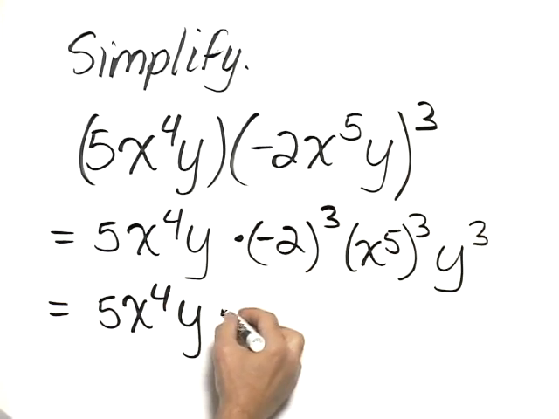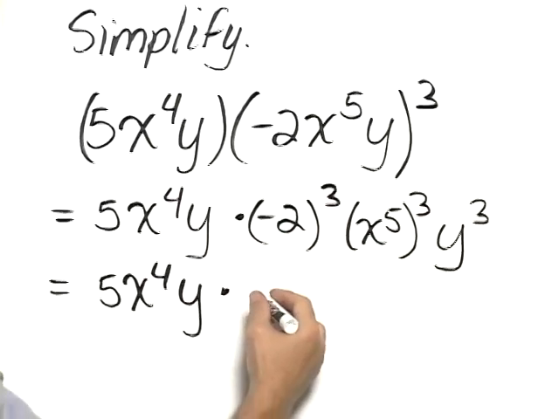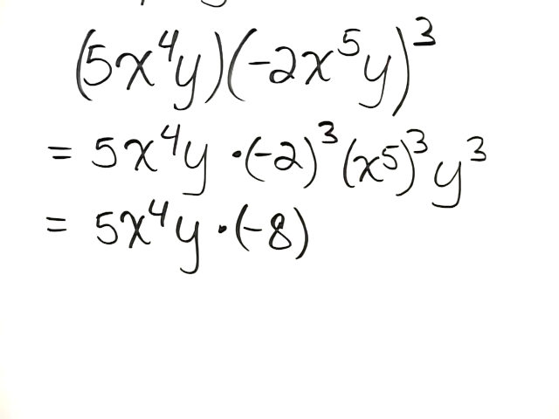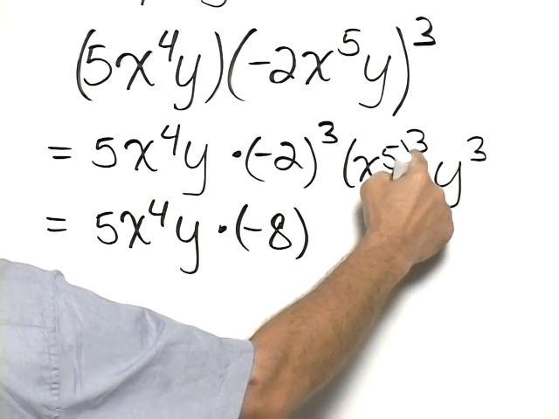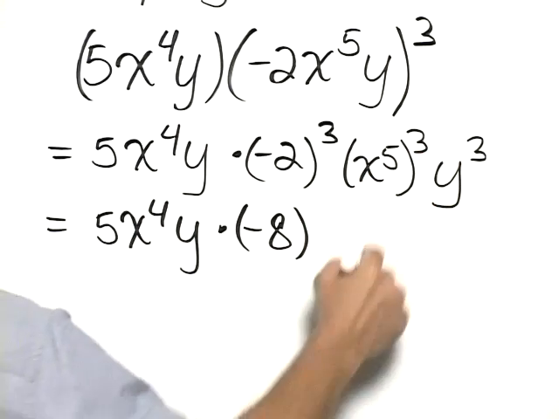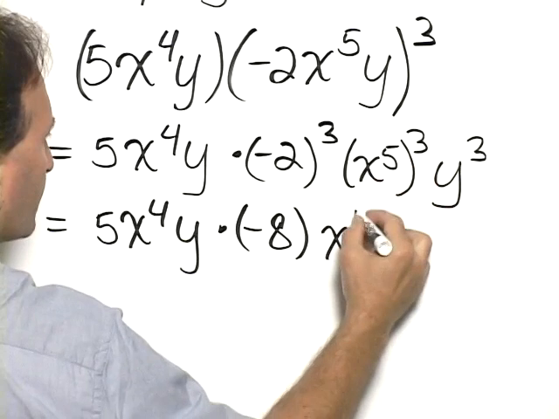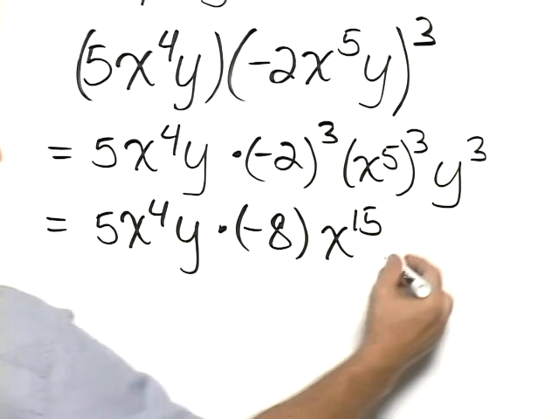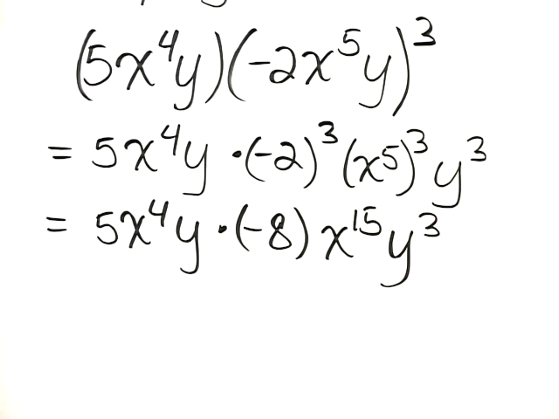Then it's going to be times negative 2 cubed, which is negative 2 times negative 2 times negative 2, which is negative 8. When we are raising an exponential expression to a power, we multiply those powers together. So 5 times 3 is 15. And we have the y cubed.